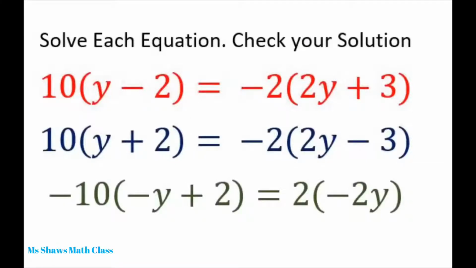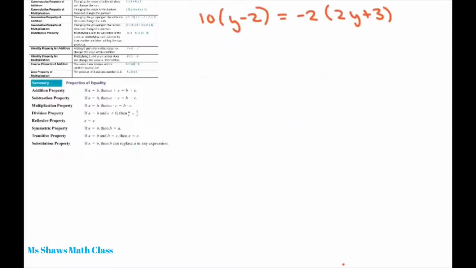Hi everyone, we're going to solve each equation using properties of equalities and check our solutions for these three problems. So we get started. I usually go a little slower on the first and then go faster on the other two. The first thing we want to do on each side of the equation is use our distributive property, and that would mean we're going to distribute this 10 and multiply.